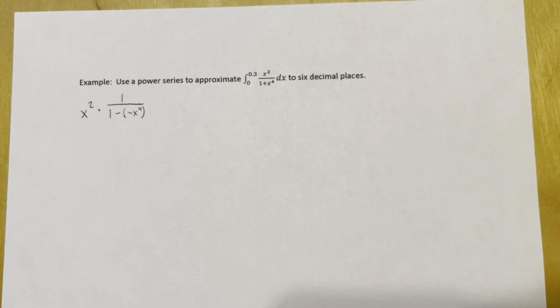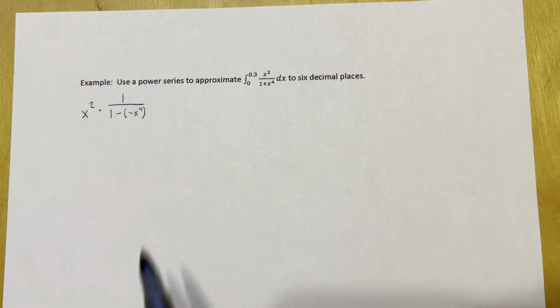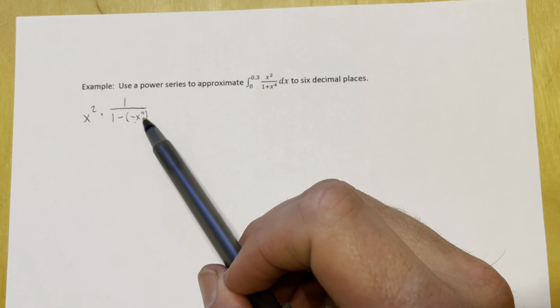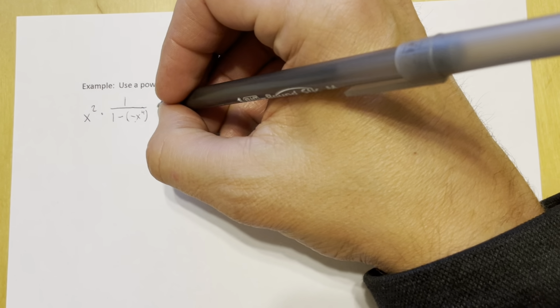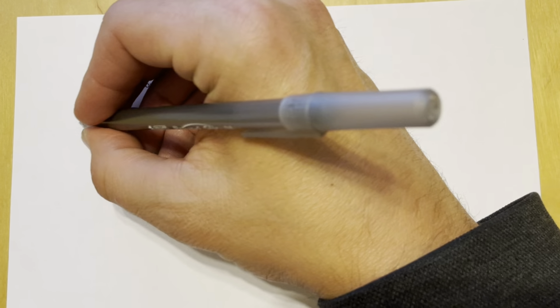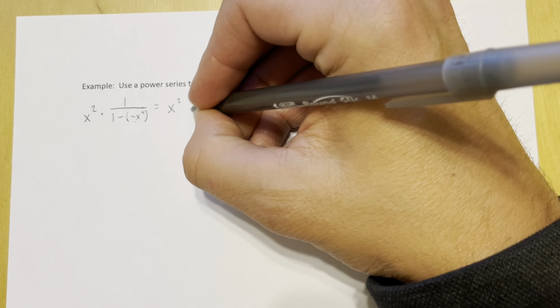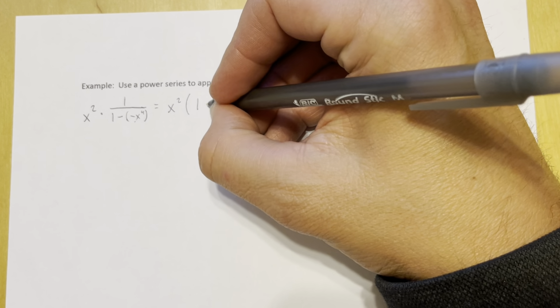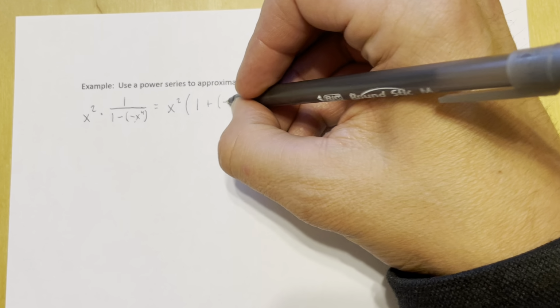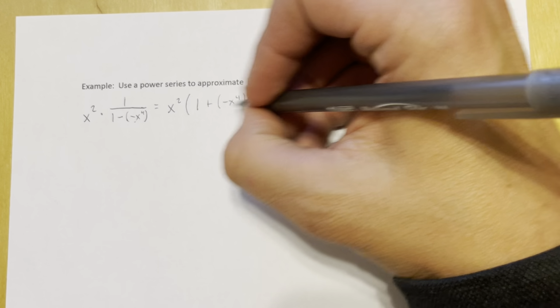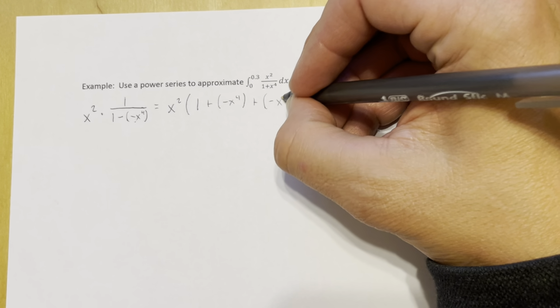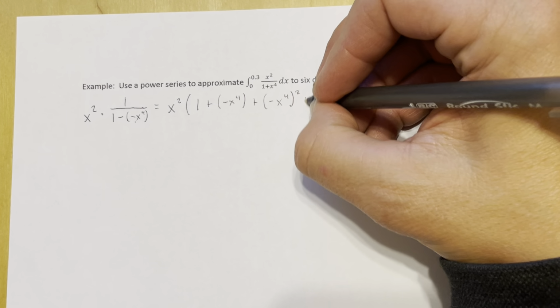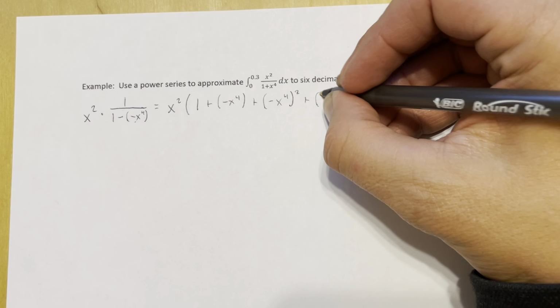And again, we've seen this before. We know why we're doing this. I can go back to that original power series representation for 1 over 1 minus x and substitute negative x to the 4th in for that x. So what that's going to give me, I can't forget that this x squared is out on the outside here. I'll get 1 plus that thing, negative x to the 4th, plus that thing squared, plus that thing cubed.